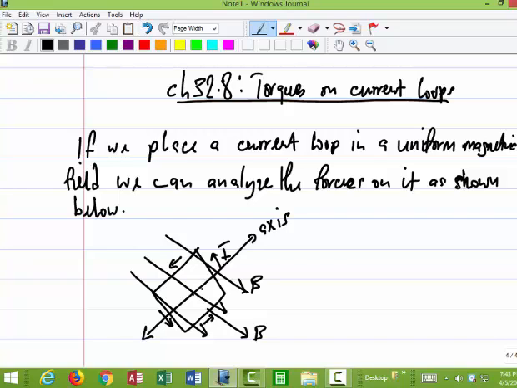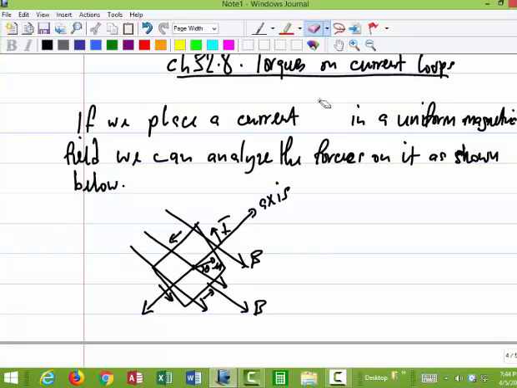Since this is a current carrying loop, it will have a dipole moment mu, which points this way. My drawing is not the best, but I think this should go like that. So we have a current carrying loop that way. This is an angle theta. So it's a current carrying loop in a uniform magnetic field. We know that a current carrying loop is a magnetic dipole. So we'll use that at the end.